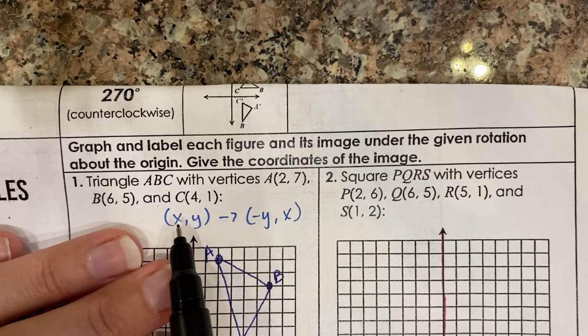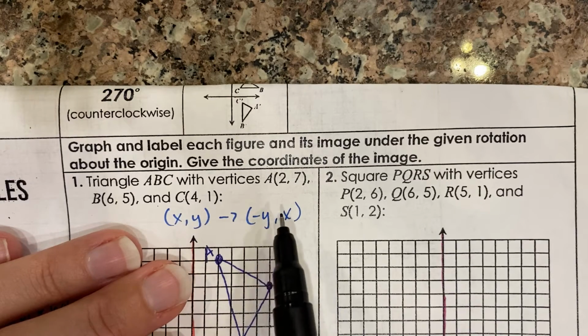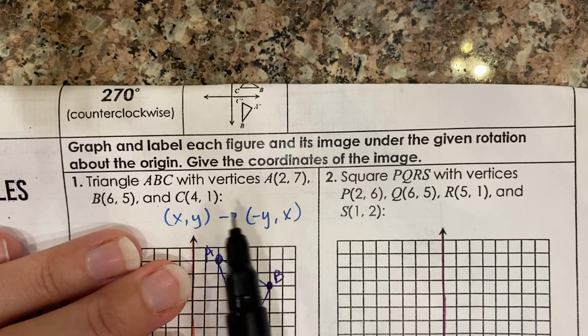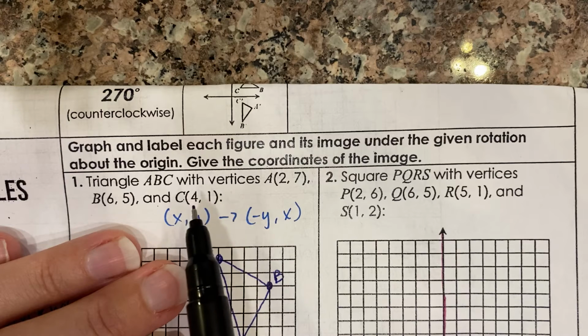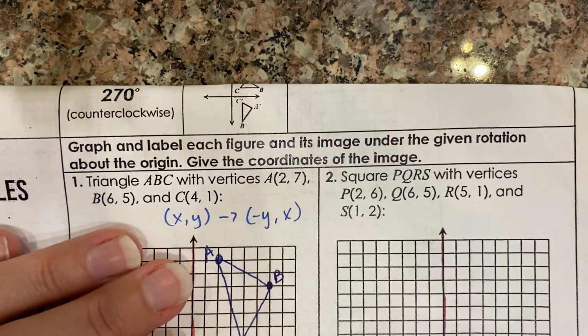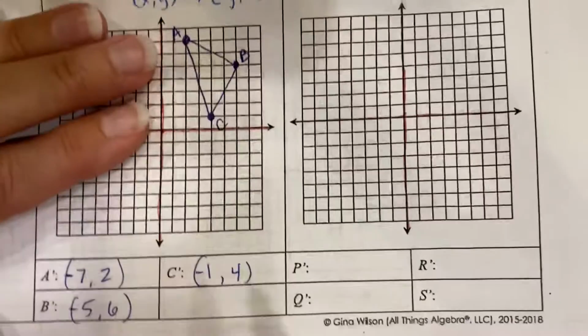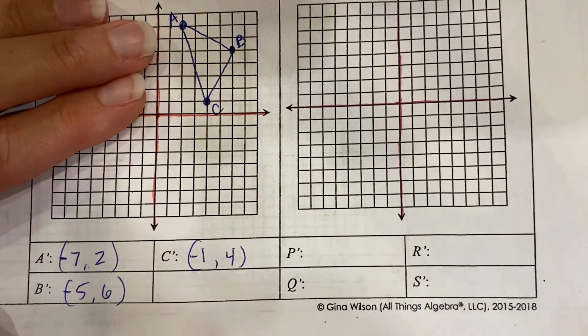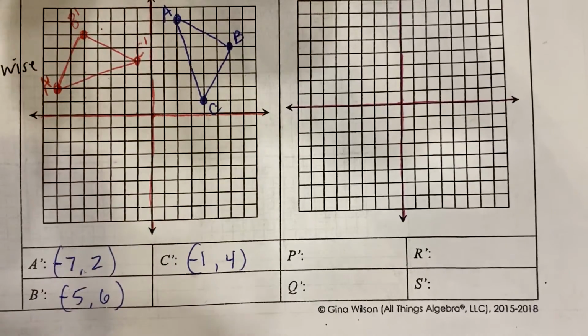Remember, this is my function notation. This tells me how to change my original points to get my new points. So x, y is 4, 1. It becomes negative y, x. So what happens? Swap the order, 1, 4, and then change the sign of my first coordinate. So it's going to be negative 1, 4. So here are my 3 new points. So go ahead and pause the video and graph that on your paper. All right, that's what it should look like.